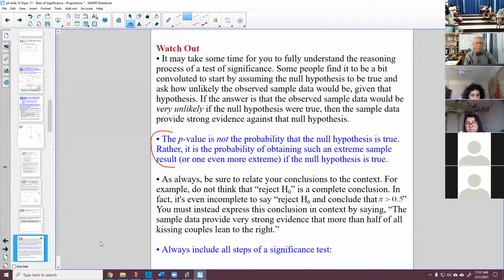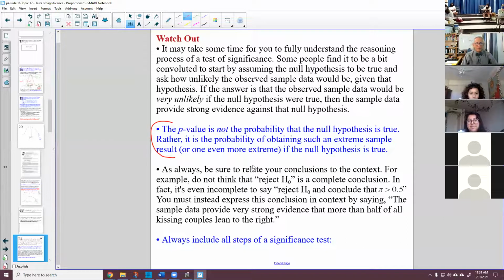Is this very confusing? Or is this making sense? Or do we just really need to do a couple more problems and then get it straight through our heads? Thank you, Emily, for answering me. All right, let's do that.